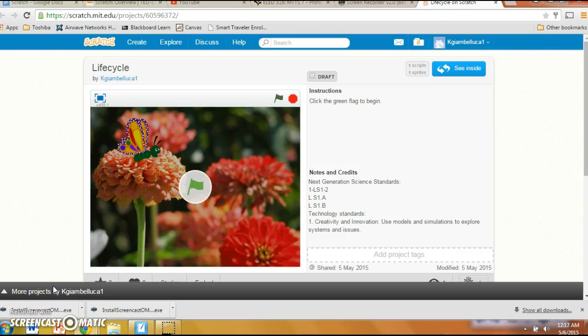Okay, boys and girls, this is a Scratch project that's going to teach us some interesting facts about a butterfly. So all you need to do is click the green flag to get started.